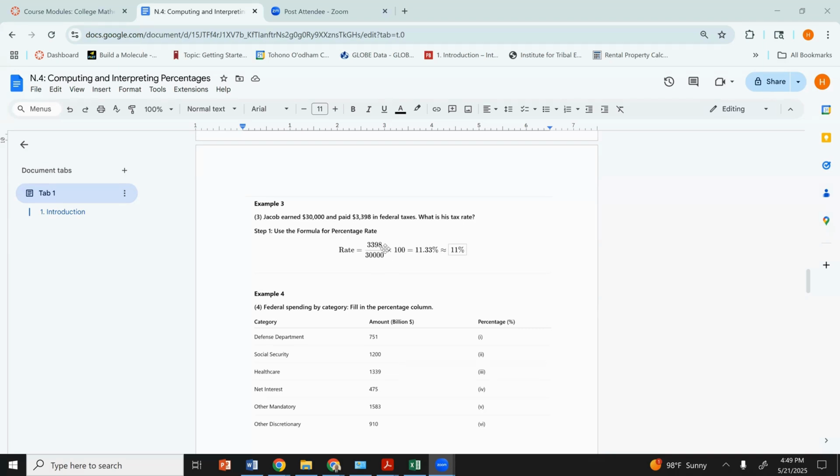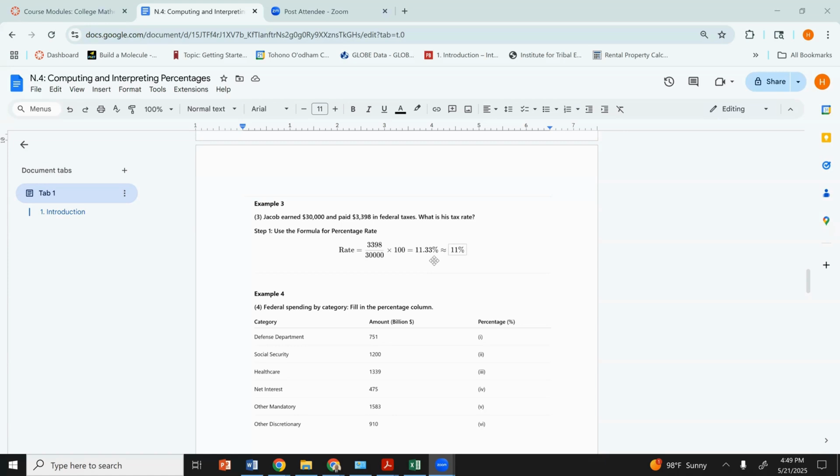So 3,398 divided by the whole, or the total, which is 30,000, times 100. Multiplying by 100 allows you to convert this fraction into a percentage, so it's going to be out of 100 now. So now we get 11.30%, that means about 11%. So for every $100 Jacob earned, about 11% is going towards taxes.